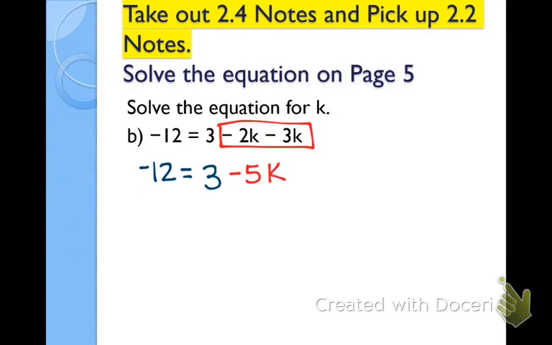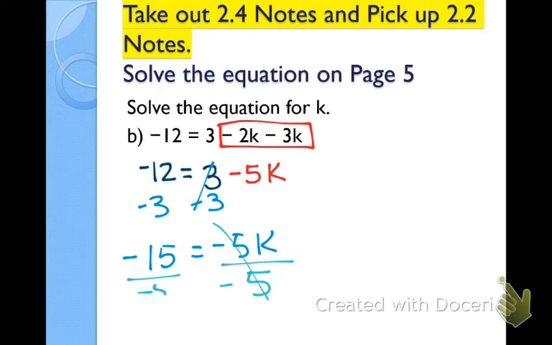I want to get k by itself. So what do I need to move next? The 3. How do I move that positive 3? Subtract 3 on both sides. Minus 12 minus 3 is negative 15. Drop down that negative 5k. My next step is to divide by negative 5. And k equals 3. I don't care if k is on the right side. If you want to flip it, you sure can, but you do not need to.